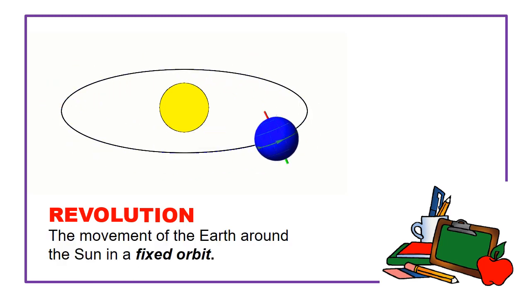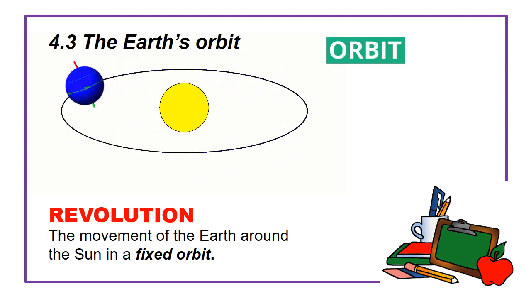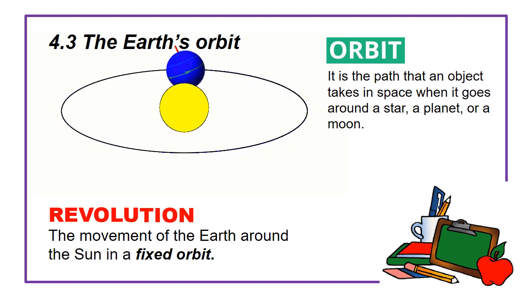Revolution is the movement of the Earth around the Sun in a fixed orbit. We have the keywords fixed orbit. Fixed means unchangeable, and orbit means it is the path that an object takes in space when it goes around a star, a planet, or a moon.